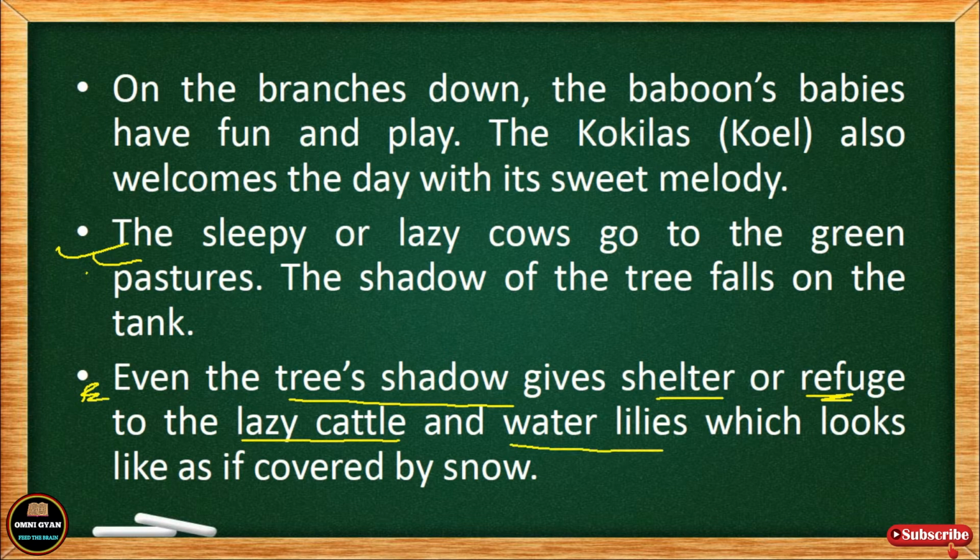even the water lilies, okay, lily is a flower, as you know, that grows on water, तो water lilies को भी ये जो है छाव देता है, और the shadow falls on them as if, and it looks like as if it is covered by snow. The way the tree gives its shadow to the lazy cattle and water lilies, it looks like as if it is actually covered by snow.